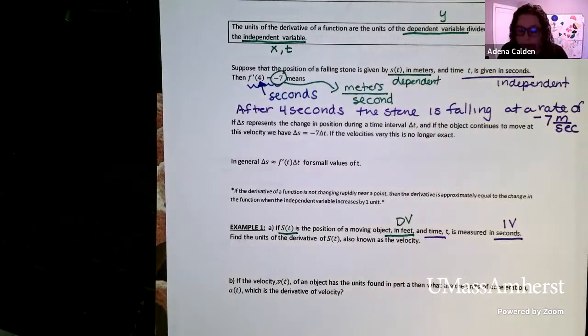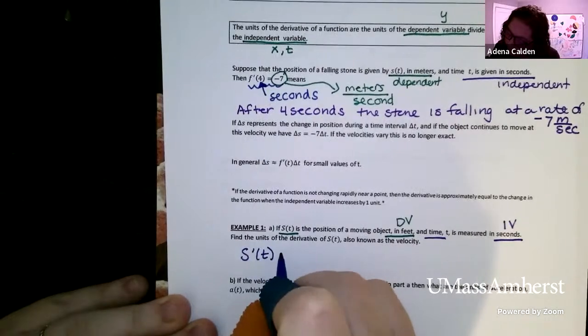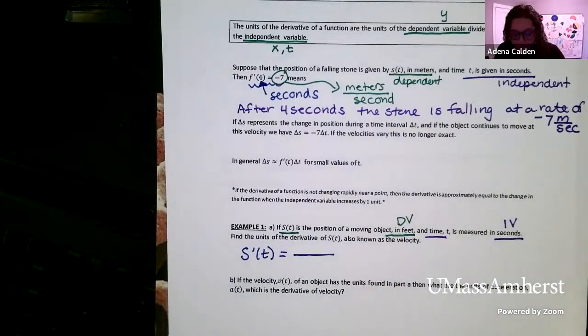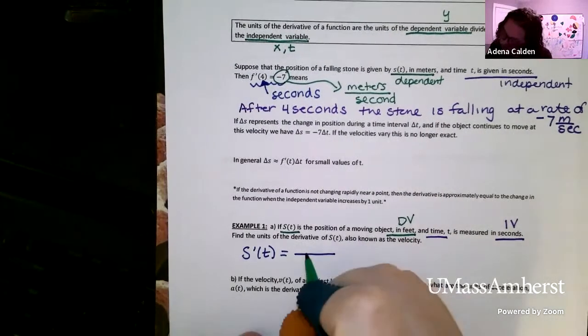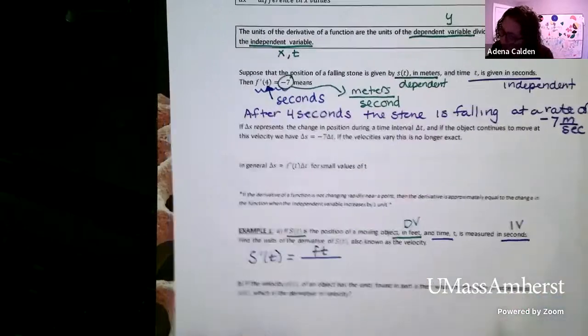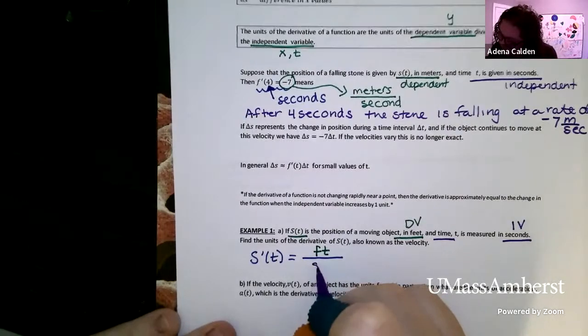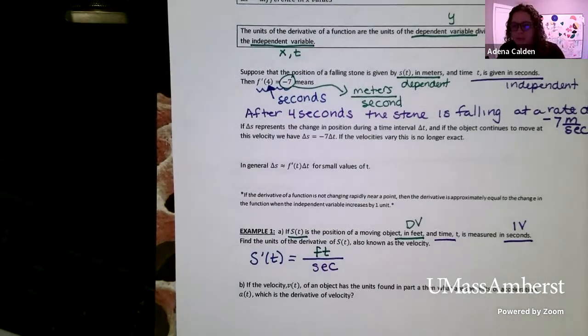And so when we talk about the units of the derivative, we would say s prime of t equals, and now we know from our definition before, we need the dependent units over the independent units, right? So that means our dependent units are feet, and our independent units are in seconds. So the derivative of position is going to have units of feet per second. So that's how quickly our function is changing.